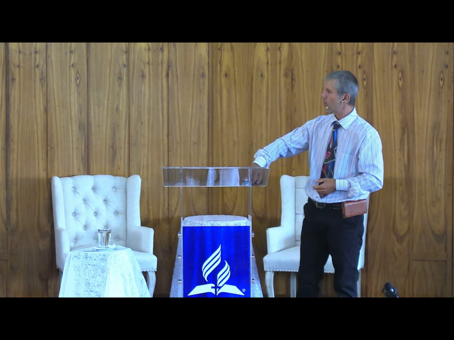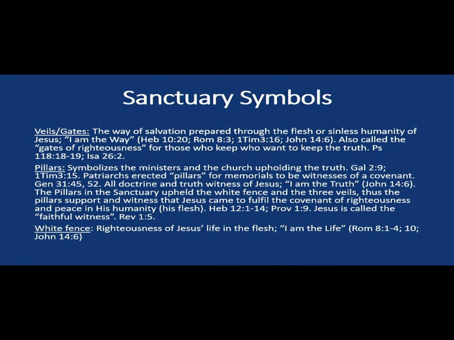The veils or the gates, we already spoke about. Through Jesus' humanity we enter into salvation, and salvation will be complete through the humanity of Christ. It's also called the gates of righteousness. So as we walk through these gates, we're moving from faith to faith, from righteousness to righteousness. The pillars, very interesting, symbolize the ministers and the church upholding truth. Many times we speak about the pillars of truth. It actually represents people, leaders, that uphold truth in God's word, in God's church. They are the pillars.